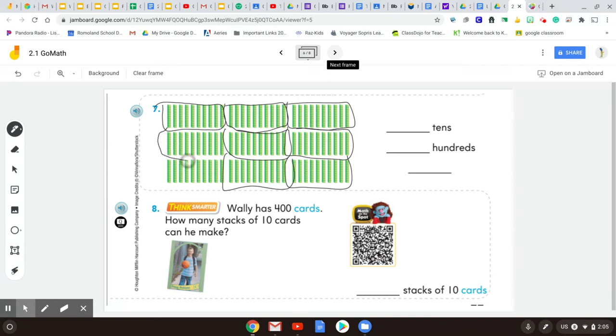Whoop, one more. Okay, and now we're going to count by tens. 10, 20, 30, 40, 50, 60, 70, 80, 90 tens. And I have 900s, because 1, 2, 3, 4, 5, 6, 7, 8, 900s, or 900. Okay, we're on number 8.